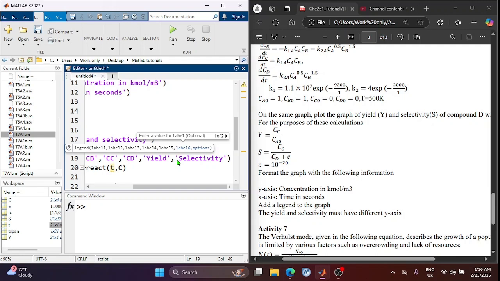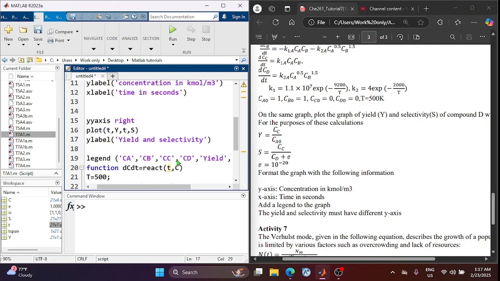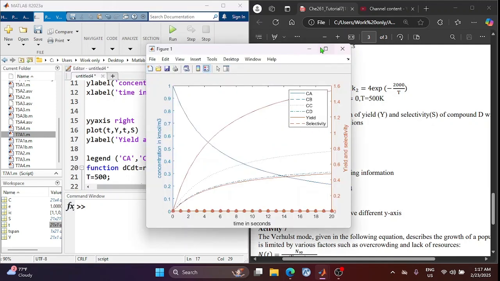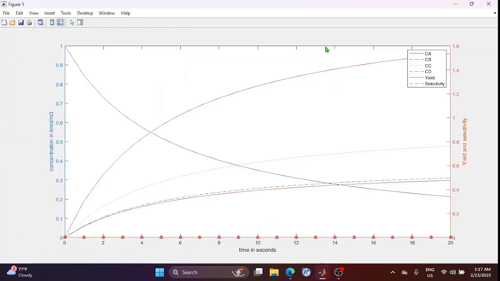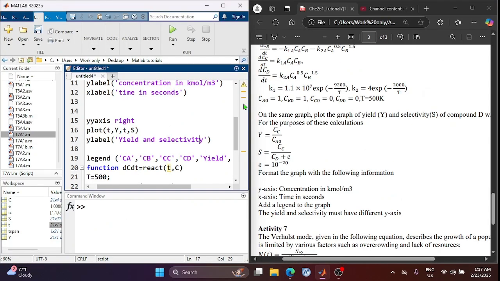So this is just to make a correction in terms of labeling the axis. If we run it this time, this is what we are going to see. And now we have everything properly done. We have the legend as well to show us what we have. So we have CA, CB, CC all the way to the bottom, and then we have the yield and the selectivity as well. This is just a correction.